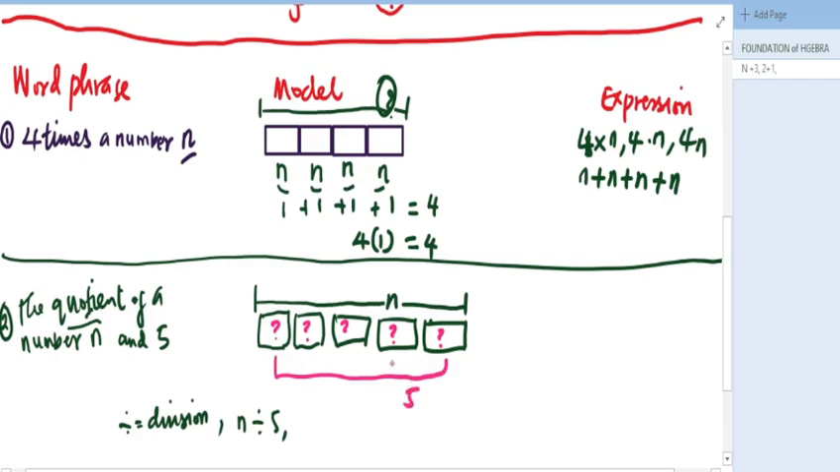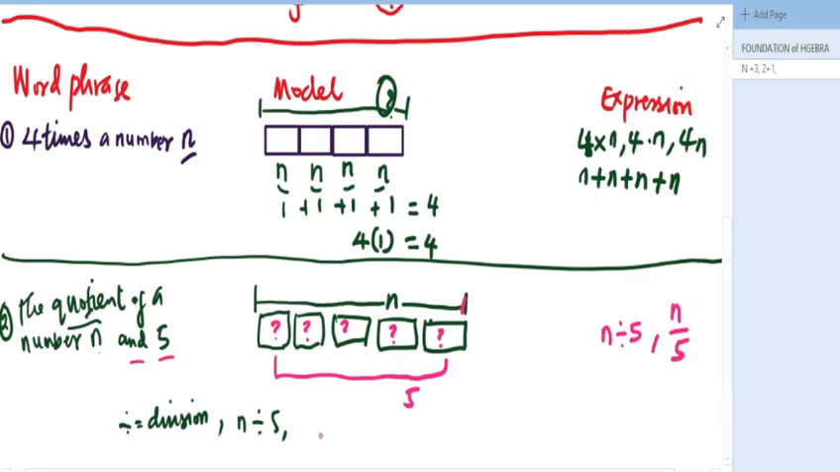Okay. So we need to understand the model. The model says the quotient of a number. That number is given as n. That's our variable. But we are dividing it into what? 5. So it's n divided by 5. The expression is going to be n divided by 5 or n over 5. So this is what we mean by quotient.